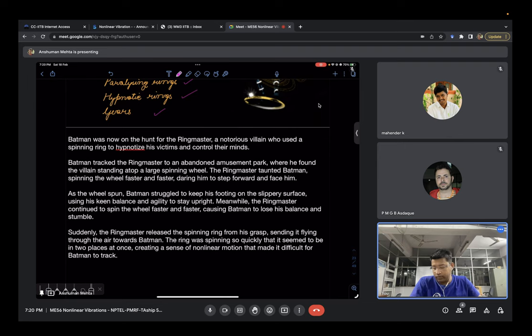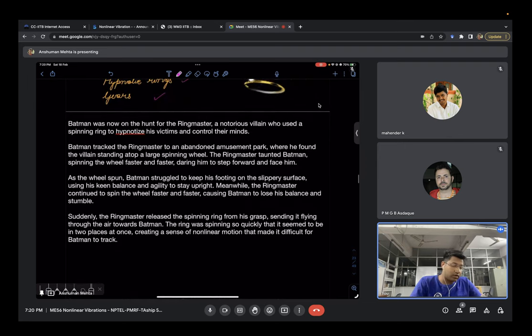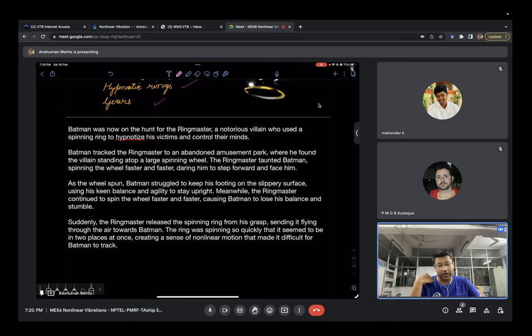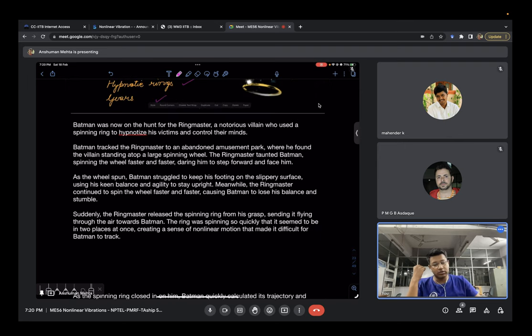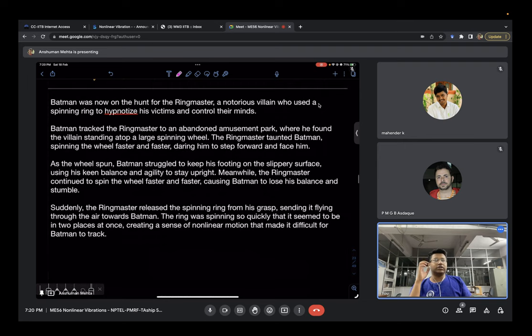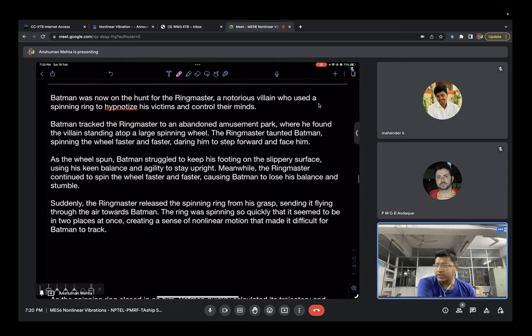and stumble. Suddenly, the Ringmaster released the spinning ring from his grasp, sending it flying through the air towards Batman. The ring was spinning so quickly that it seemed to be in two places at once, creating a sense of nonlinear motion that made it difficult for Batman to track. Now you can correlate this with pure chance and those things. Like something is spinning so fast that it seems like it is present in many places. Does it happen to you anytime? Some practical scenario where something is moving so fast that when you look at it, you think that it is in many positions.